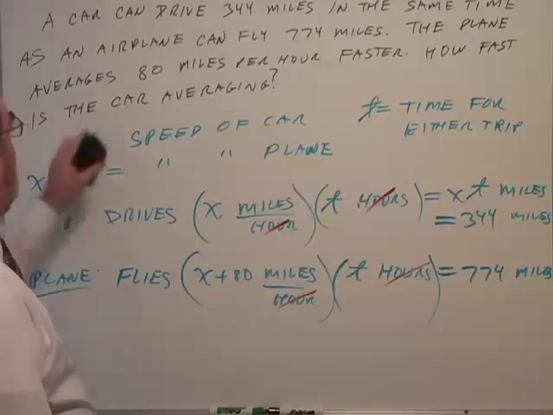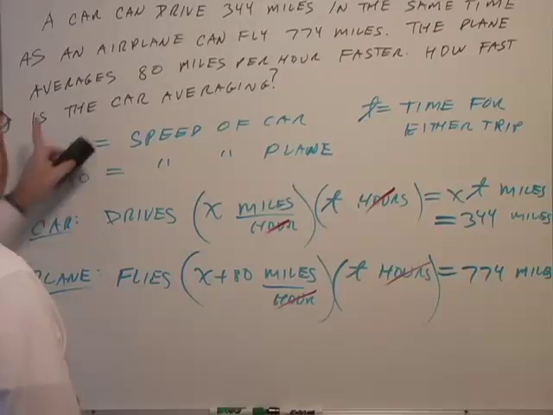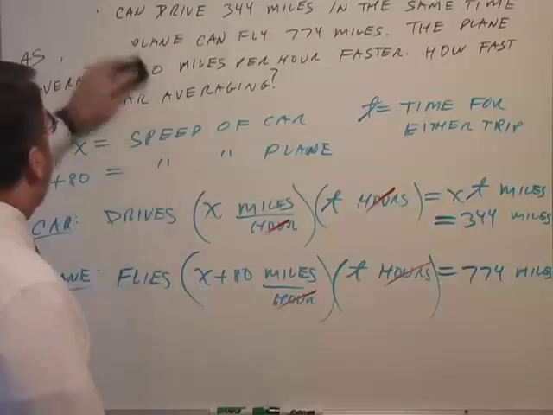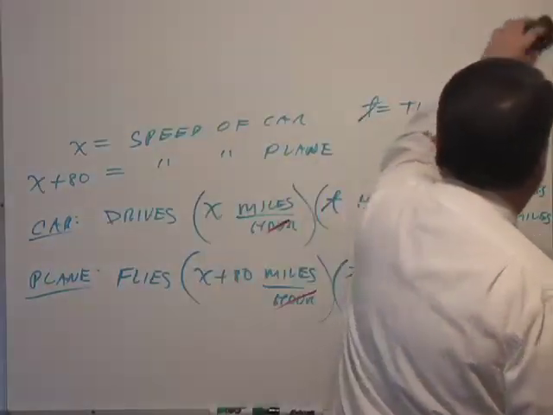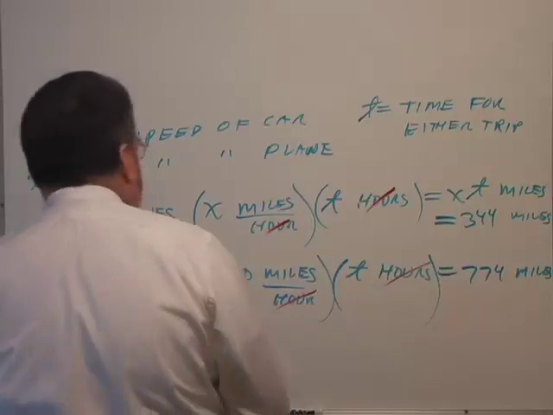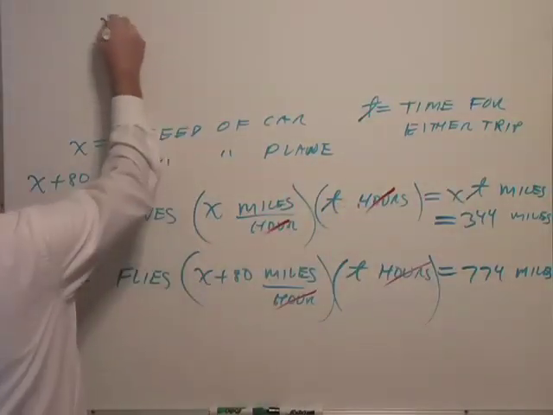Now I assume you have this down. I'm going to erase it and finish the problem. We want to know how fast the car is going. So let me make some room. What we have is these two relationships. We have xt equals 344.